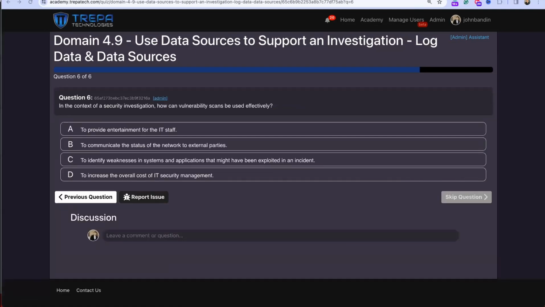Question 6. In the context of a security investigation, how can vulnerability scans be used effectively? It's going to be C, to identify weaknesses in systems and applications that might have been exploited in an incident.